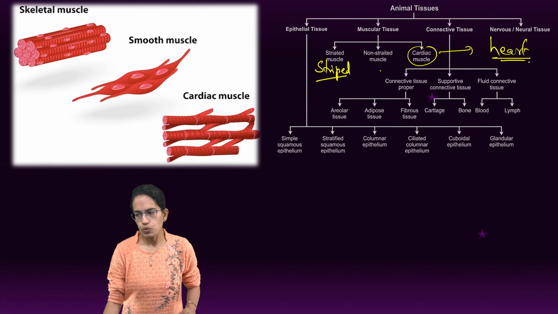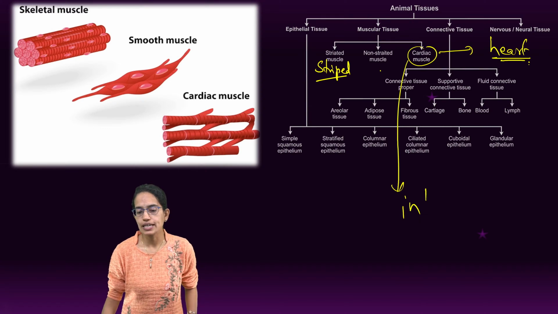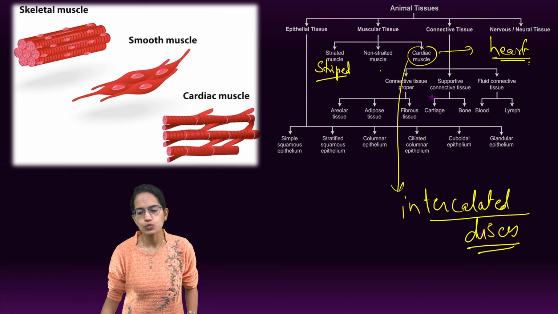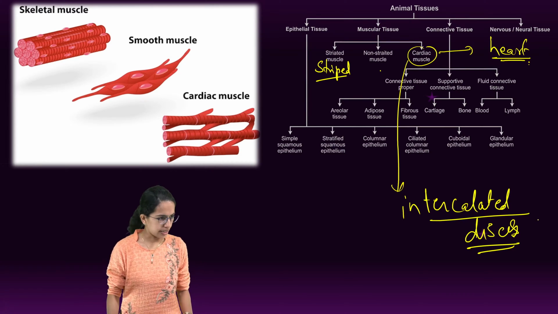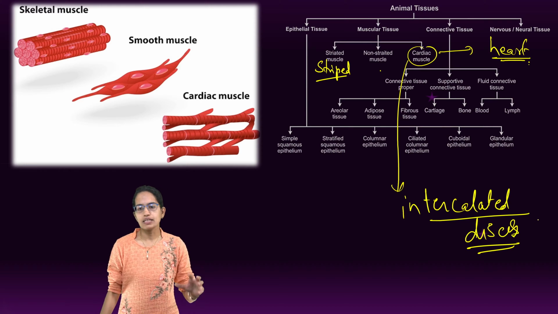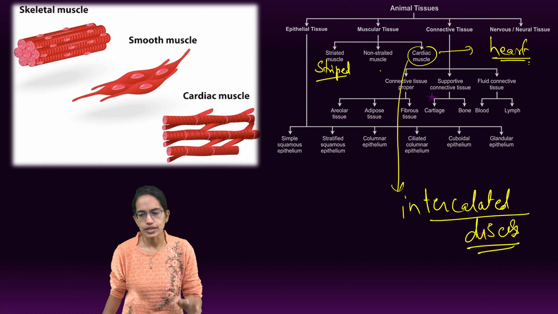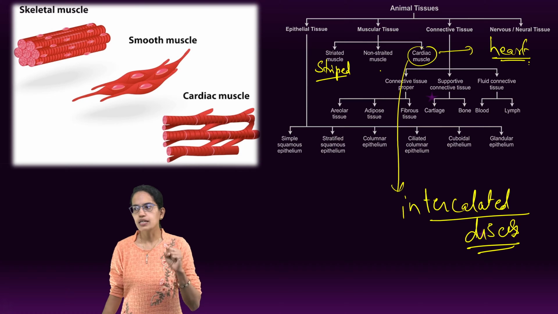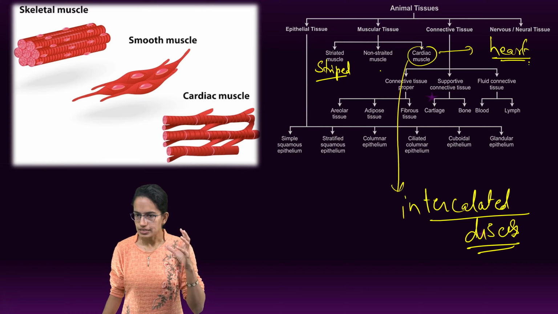So, it's present only in the heart. It is very important that it has intercalated discs. The only muscular tissue where intercalated discs are present is the cardiac muscle. Now, cardiac muscle is working 24/7. It pumps the heart and contracts tirelessly.